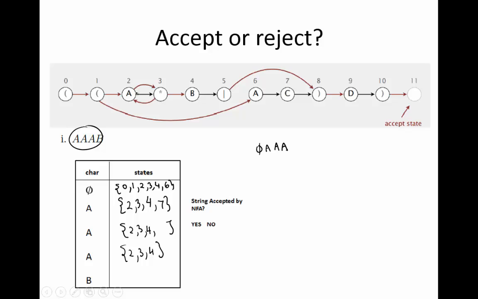So next you read the character B. If you're in 2, 3, 4, especially if you're in 4, you can go to 5. So now we can go to 5. And once you go to 5, you can go to 8. Once you go to 8, you can go to 9.